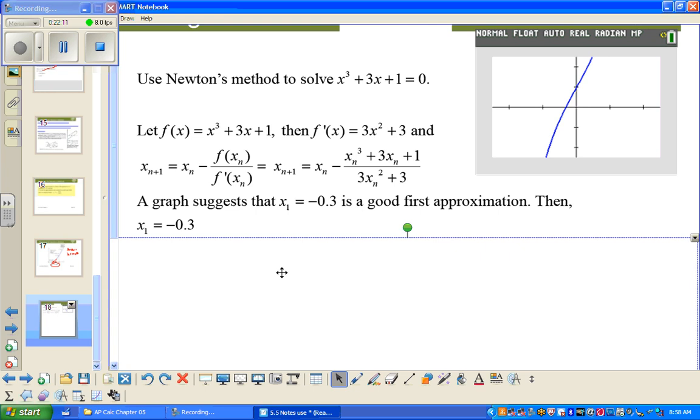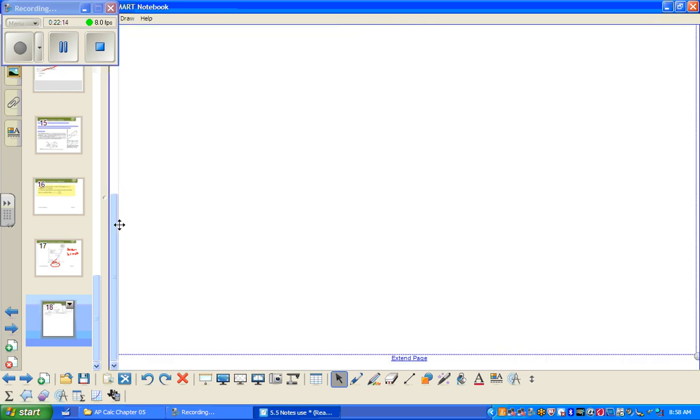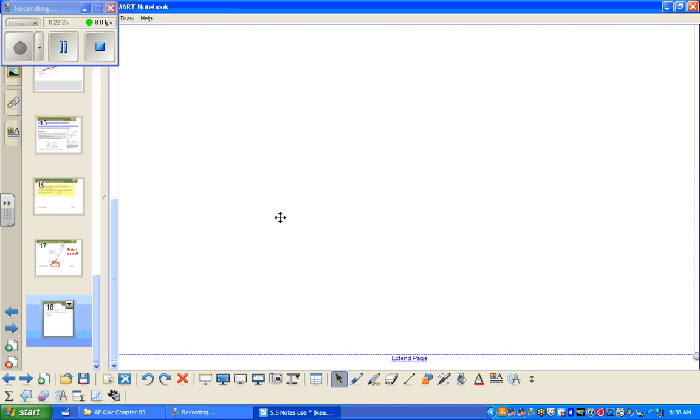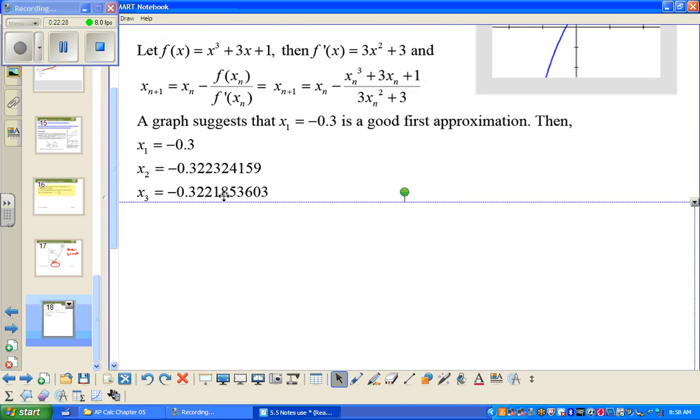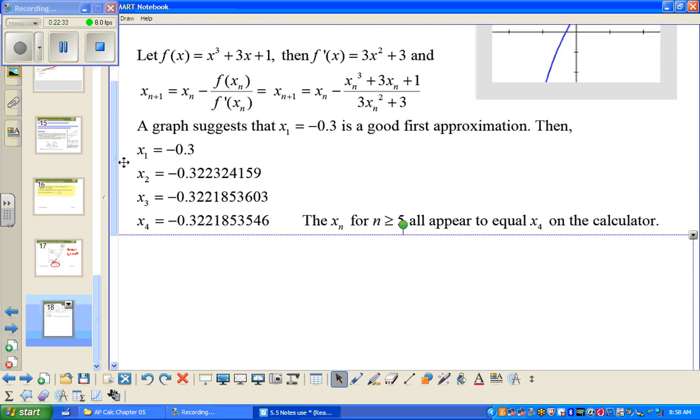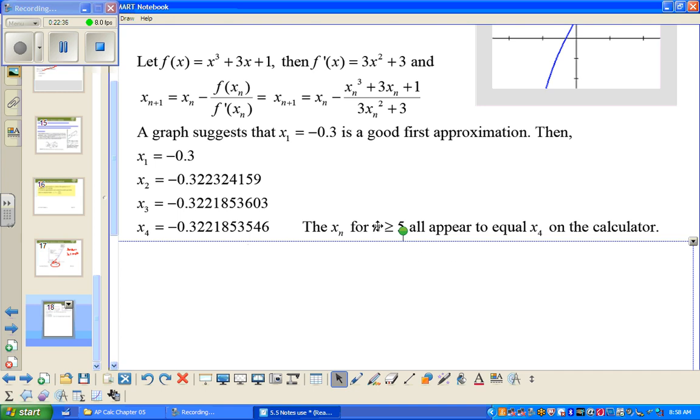So our x sub 1 is going to be negative 0.3. When you plug all that in, you should get this answer. Now you go back and you plug this back in again to those x sub n spots, and you get this answer. Then you go back in, you plug this answer back in, and you get this one. And now if you do that again, I believe we're at the point now where you plug in this, you're going to get the same answer back out. You plug in that, you know it's going to be the same. So for all n greater than or equal to 5, x sub n appears to be equal to x sub 4 on your calculator.